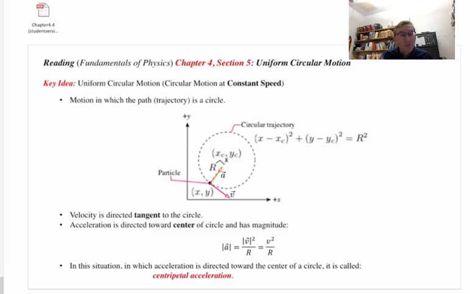Hello again. This is video lecture 4.4. The reading that goes with it in our textbook is chapter 4, section 5. The topic is uniform circular motion. So that's what we're going to talk about.